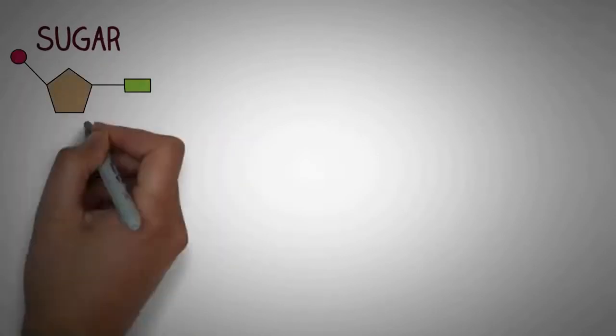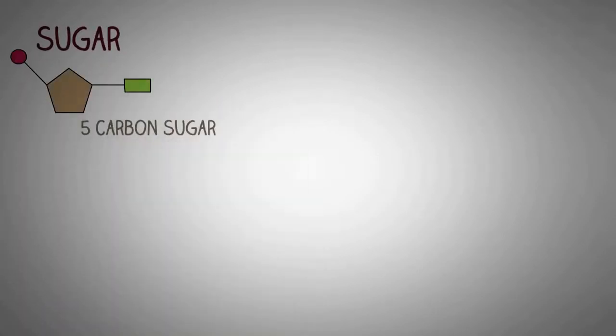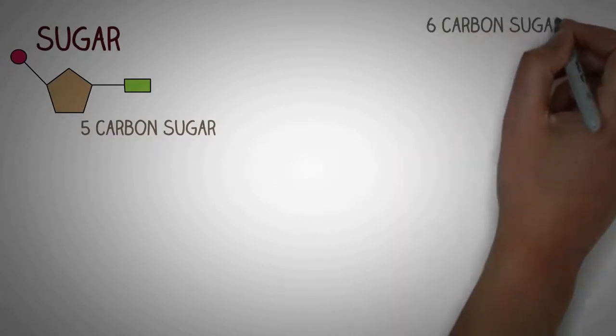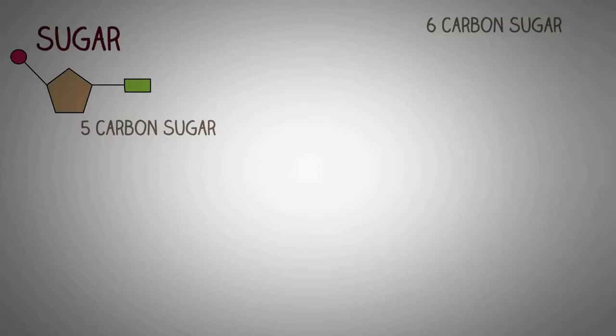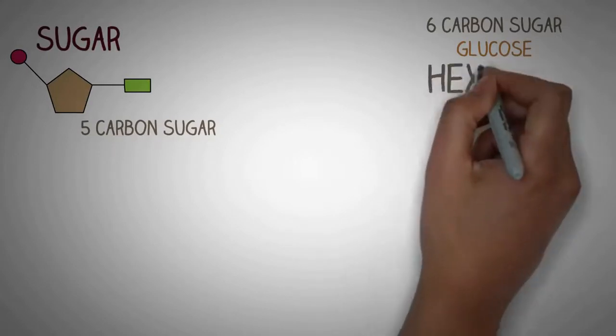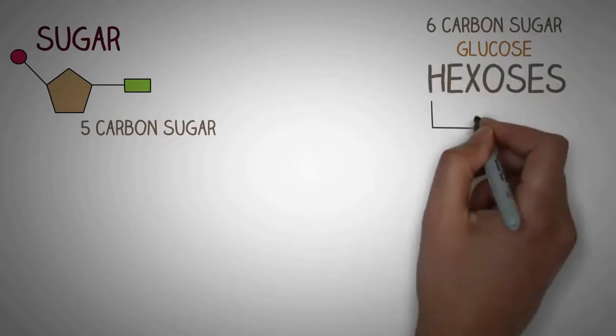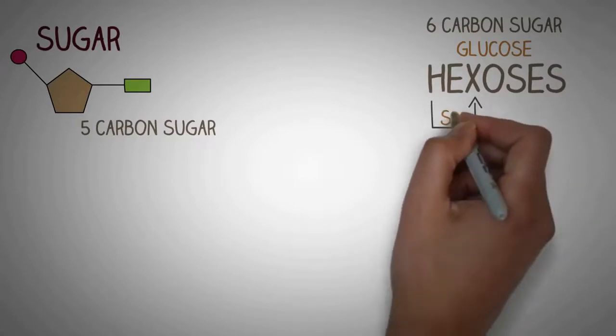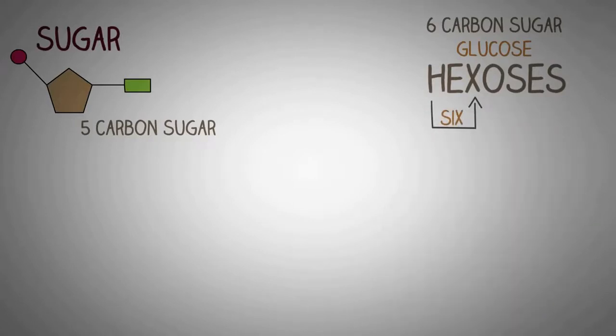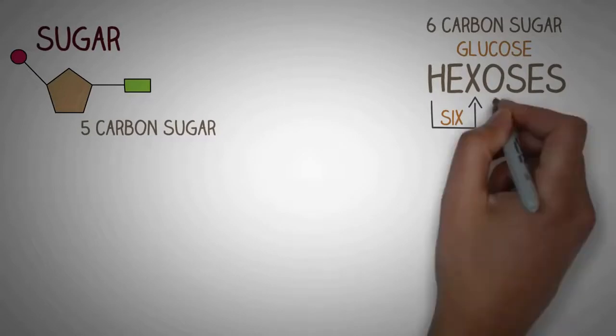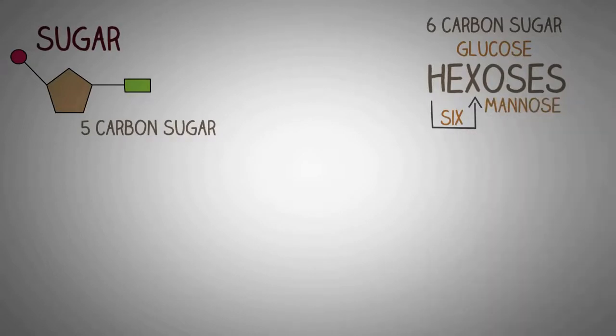So the first is the sugar. The sugar present inside the nucleic acids are 5 carbon sugars. Now most of you know the 6 carbon sugar present inside the body, and most important of them is the glucose. Now in chemical nomenclature, all the 6 carbon sugars are called hexoses, the word hex meaning 6. There are different types of hexoses in our body other than glucose, like the mannose and galactose.